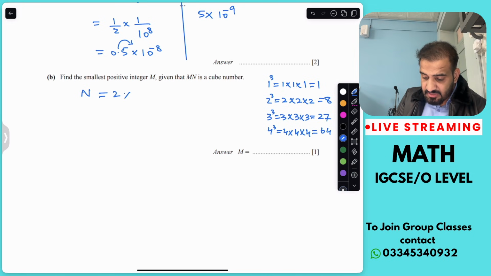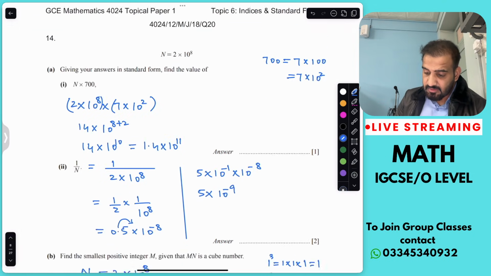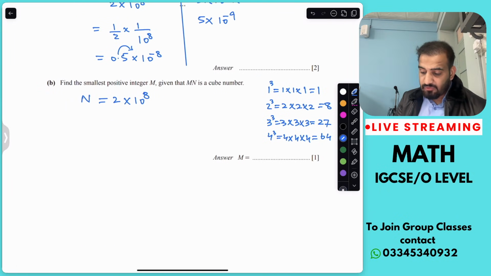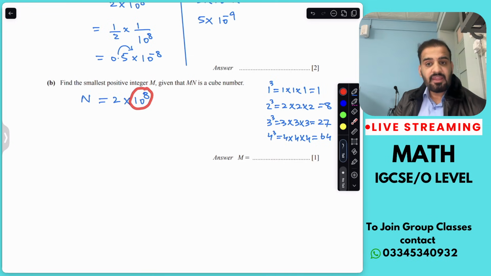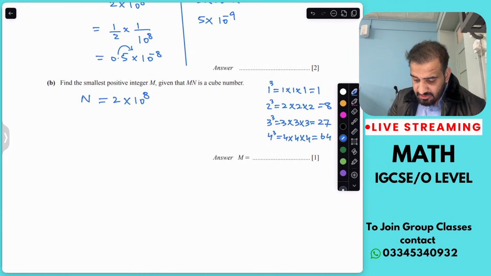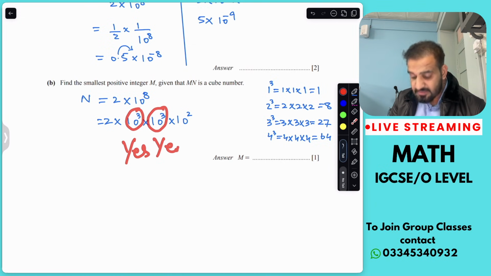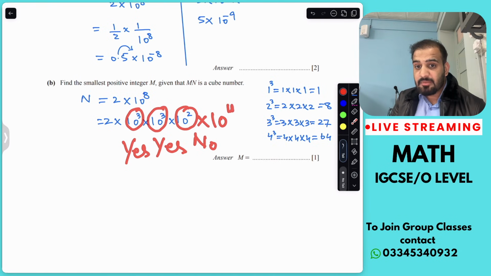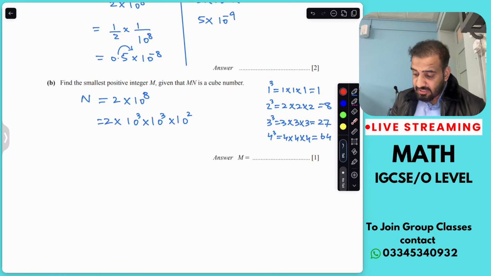n was 2 cross 10 raised to power 8. So 2 cross 10 raised to power 8. If you look at this 10 raised to power 8, how many groups of 3 are there? If we write it, I will write 2 cross 10 cube cross 10 cube cross 10 square. Is this a cube number? Yes. Is this a cube number? Yes. Is this a cube number? No. So how to make it a cube number? It's a 10 square, so there should be one more 10 raised to power 1 so that this becomes 10 cube.